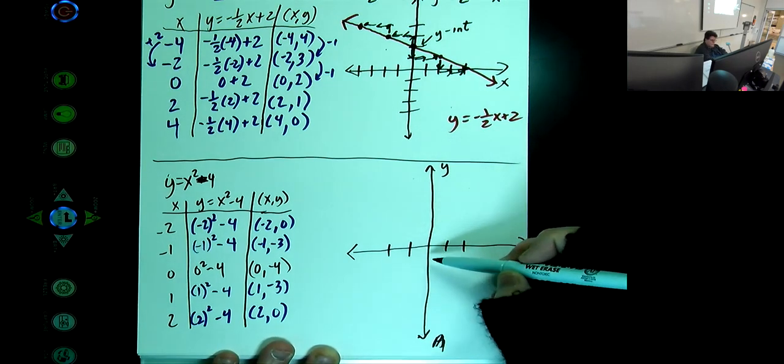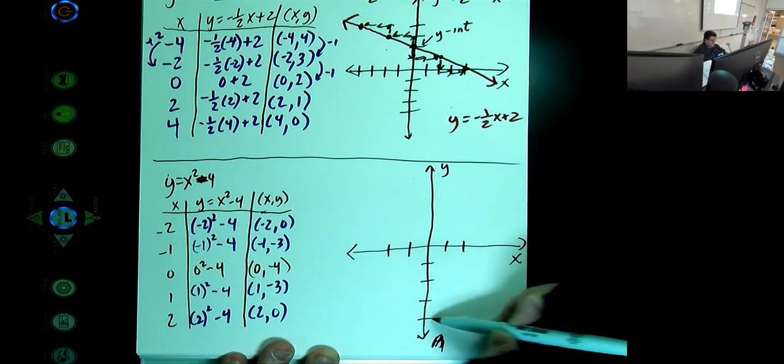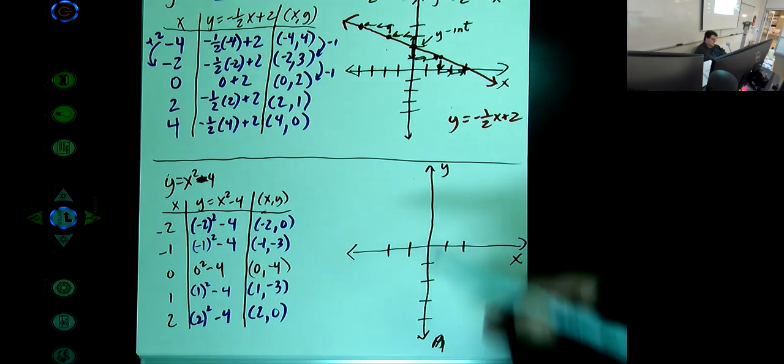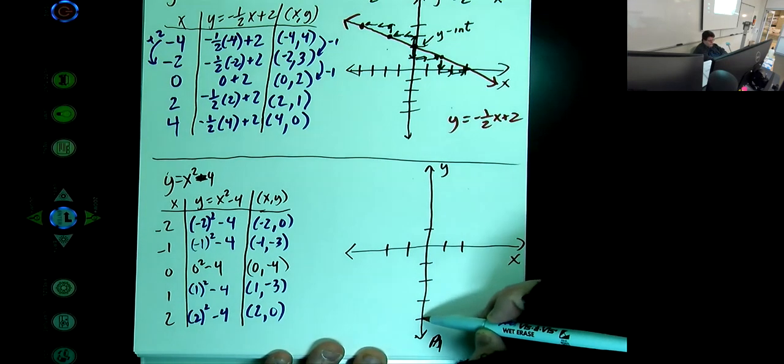I don't have any positive numbers. I didn't read the room very well right here. I didn't look at my values before I started doing it. I don't need anything in the positive direction. I just hadn't gone far enough. 0, -4 is down here.